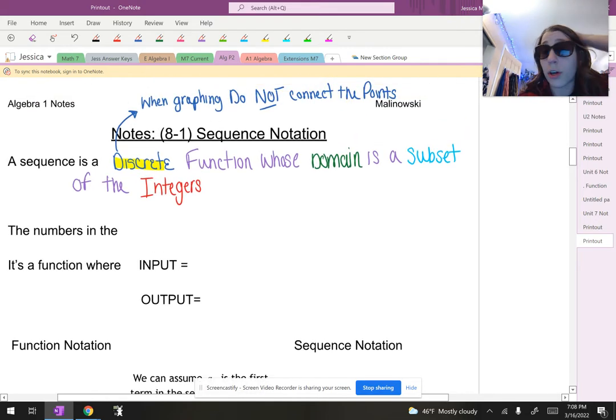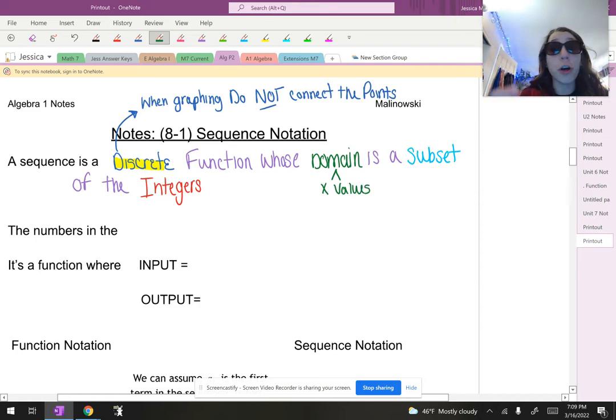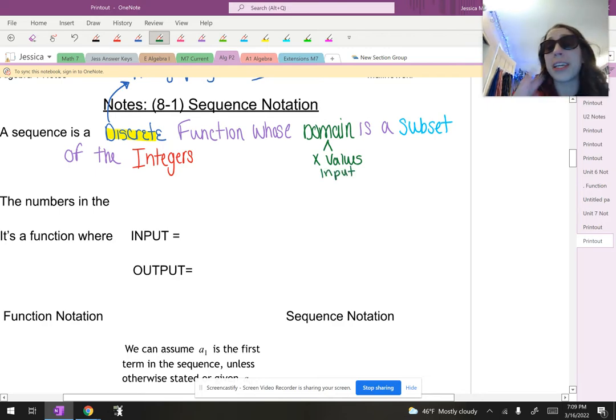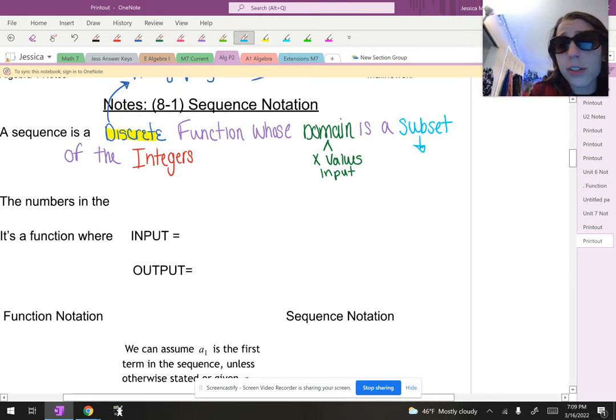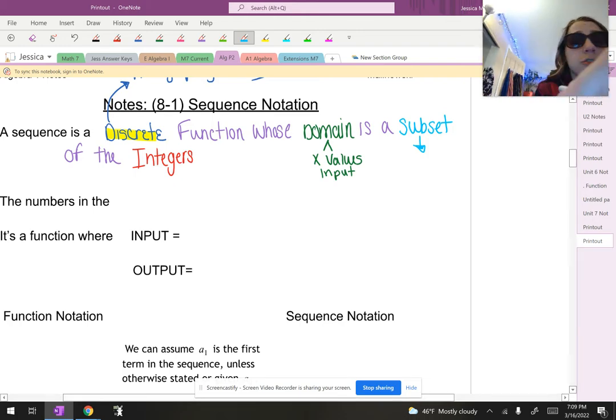So discrete function, function passing the vertical line test, whose domain, talking about those x values. Another name for x values when you're talking about your function, those domains or those x values, are your inputs, what you're putting into it. X is what you're plugging in and you're finding that y value. A subset. A subset is just, if you have a set of something, a smaller part of that larger set. So like if you talk about the set of integers, let's jump there first.